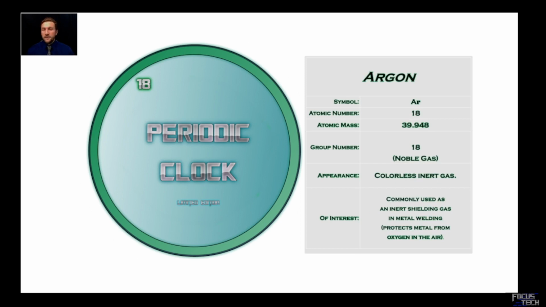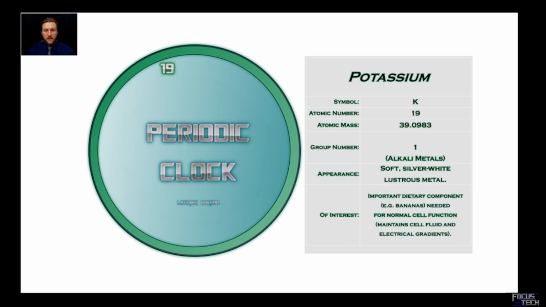Number 18, argon. So argon is part of group 18. It is a noble gas. Of particular interest there, it's colorless and rather inert. It doesn't like to react with other gases. And we commonly use argon as a shielding gas during the process of welding, so fusing two metals together in the absence of air or oxygen in particular.